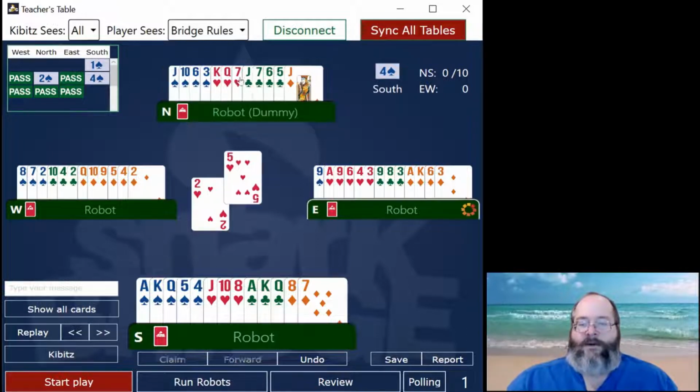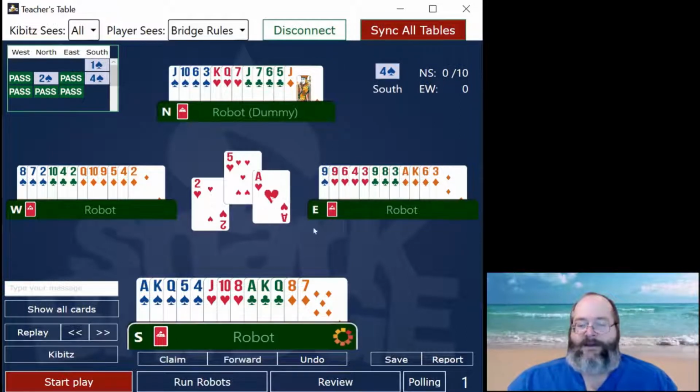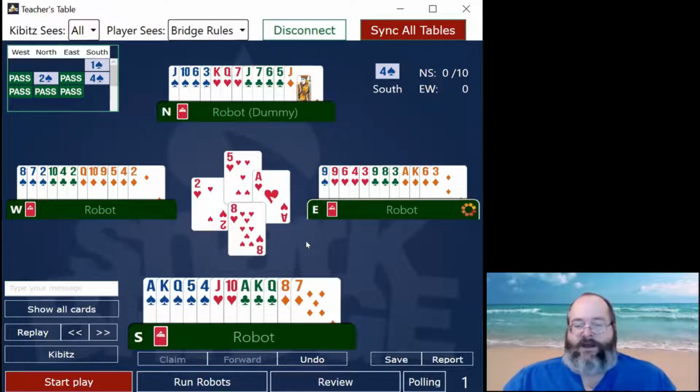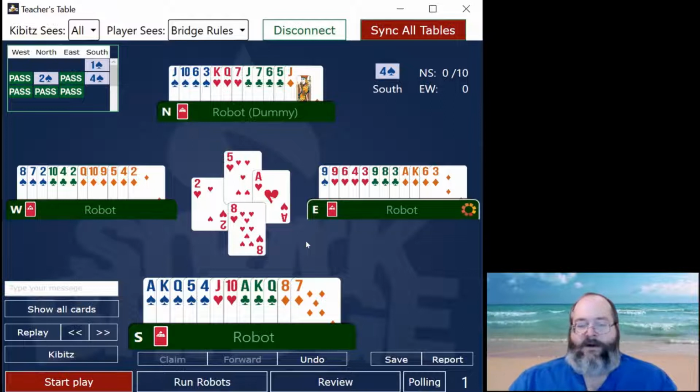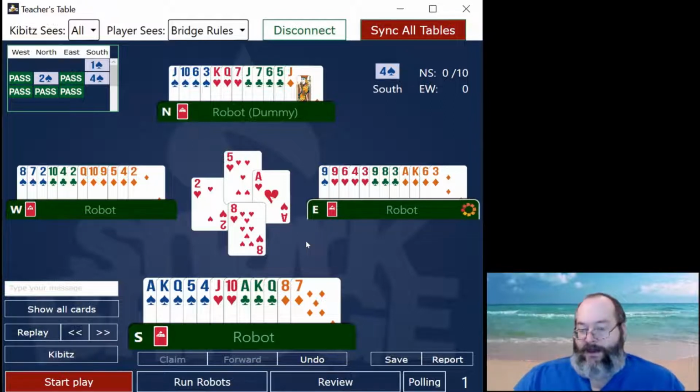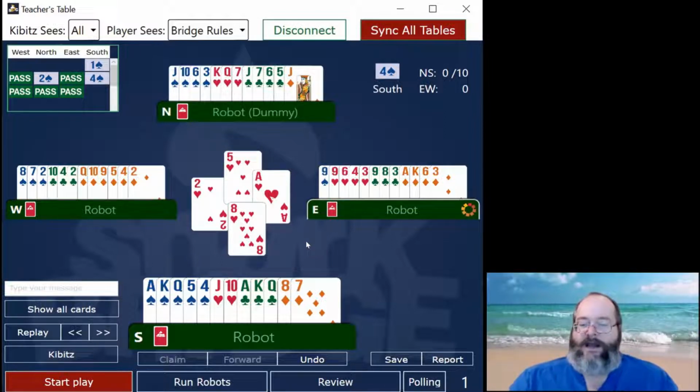Dummy plays low, East plays the ace, and South plays the 8. Now, as East, you're thinking to yourself, 2 of hearts. What is my partner leading from? Could that be a singleton? And the answer is yes, because the only 2 cards left out there are the Jack and the 10.